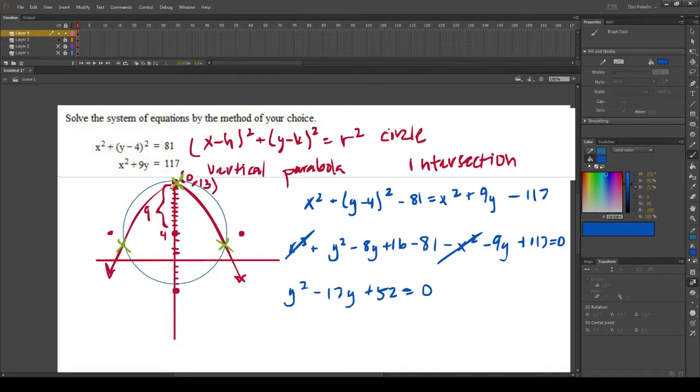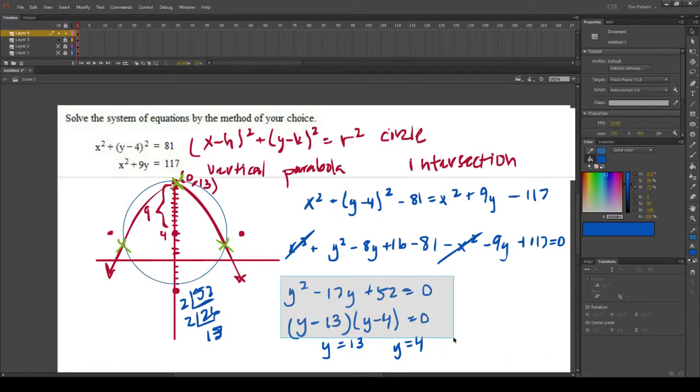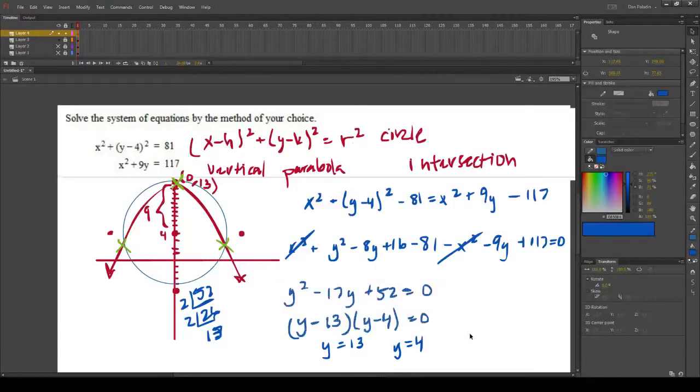Alright, let's just figure out what the factors of 52 are. So 52 is 26 times 2, and 26 is 13 times 2. Okay, so it's 13 times 2 times 2. So 13 times 4, perfect, that's what I needed. So (y minus 13)(y minus 4) equals 0, so we get y is equal to 13, and y is equal to 4. Okay, that's good, but we still need to figure out what these x's are. No, perfect. y equals 13, y equals 4. That's all I needed.